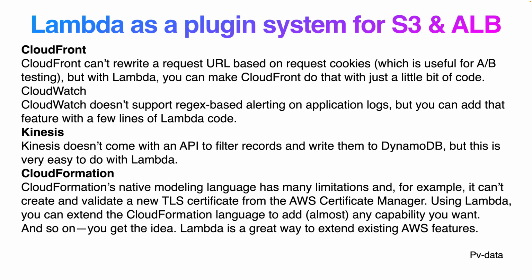Kinesis does not come with an API to filter records and write them to DynamoDB, but it's very easy to do with Lambda. CloudFormation's native modeling language has many limitations. For example, you can't create and validate a new TLS certificate from AWS Certificate Manager. Using Lambda, you can extend the CloudFormation language to add almost any capability you want, and so on. So you get the idea. Lambda is a great way to extend existing AWS features. Using the existing functions, it can do extra things which these features cannot do.